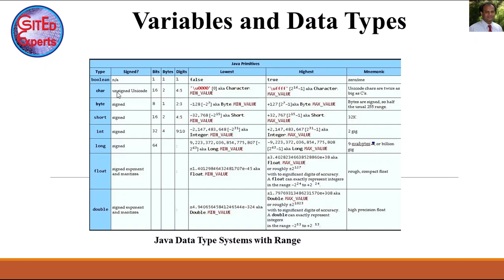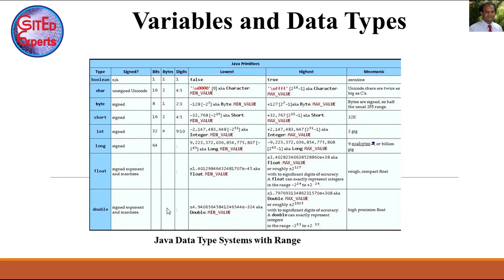Then character type takes 2 bytes, byte takes 1 byte, short takes 2 bytes, integer takes 4 bytes of memory space, and long takes 8 bytes, float takes 4 bytes, and double takes 8 bytes as well.